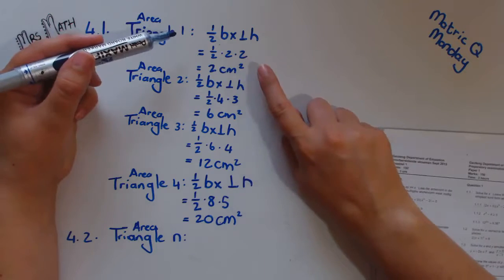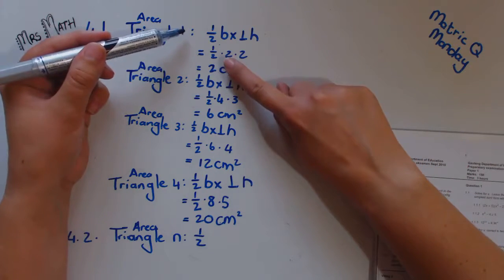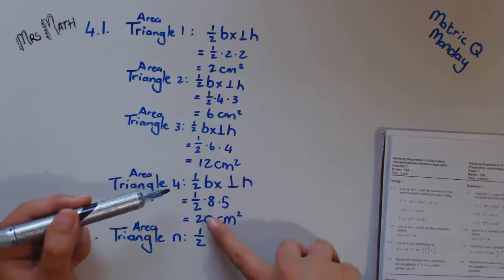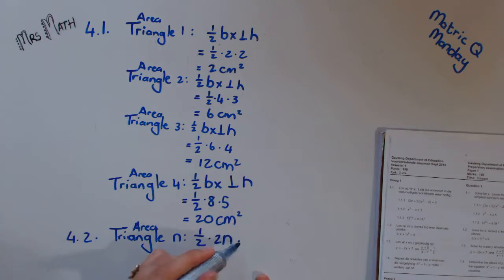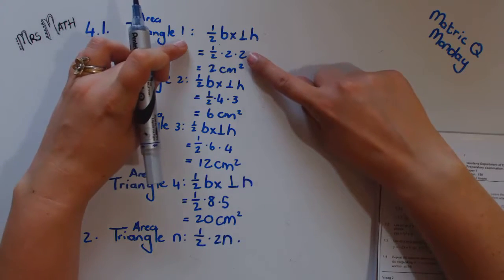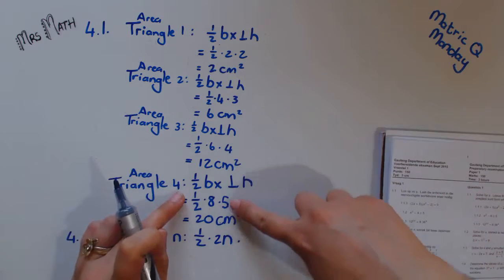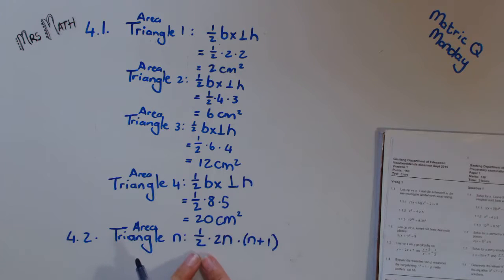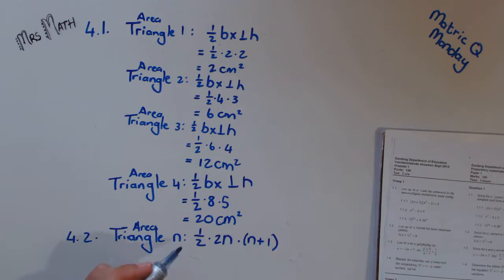Can you see that the area of the triangle is every time it's a half times, if I look at the base, it's double the triangle number. Can you see that? So then this would be 2n, and then that's just one more, 2, 3, 3, 4, 4, 5. So this is just going to be n plus 1. This is sort of a shortcut to find the formula for the area of triangle n.